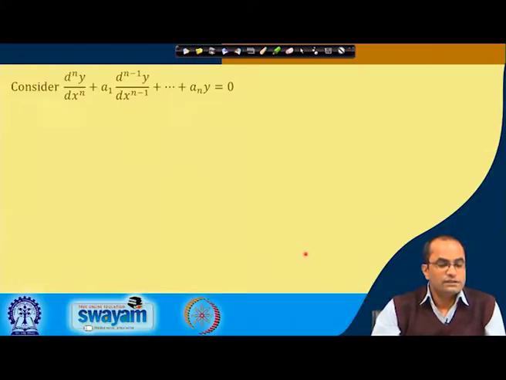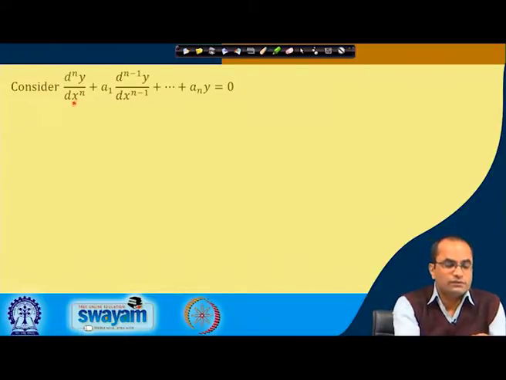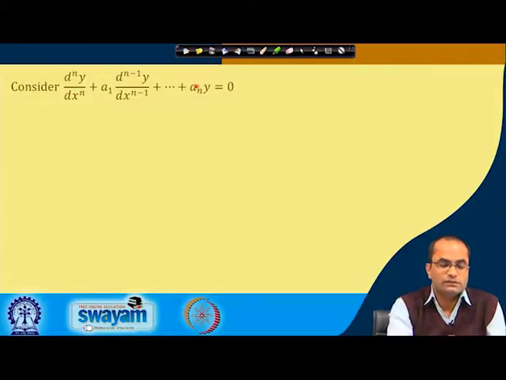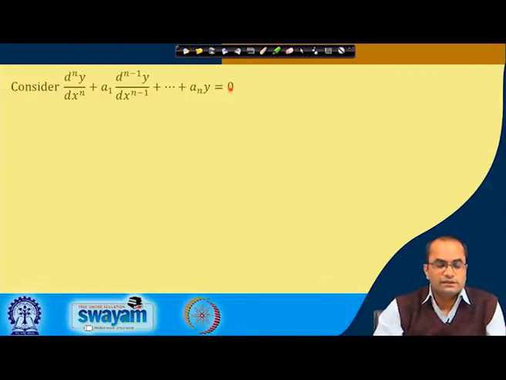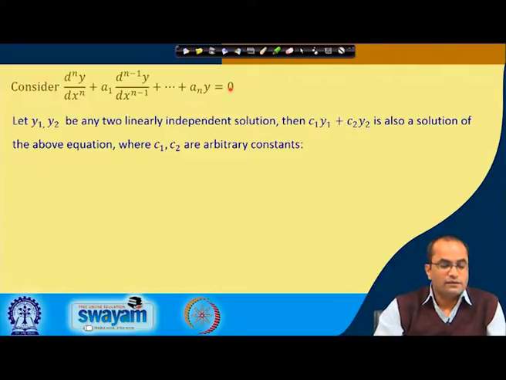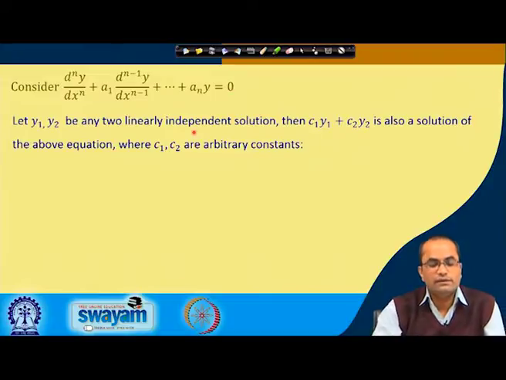So, here let us consider this homogeneous equation first. So, this nth order term, n minus 1th order term, and this constant a n and this y term equal to 0. So, this is the homogeneous equation because the right hand side is set to be 0, and we let y 1 and y 2 be any two linearly independent solutions. What we want to show here is that c 1 y 1 plus c 2 y 2 is also a solution of the above equation, and c 1 and c 2 are arbitrary constants.